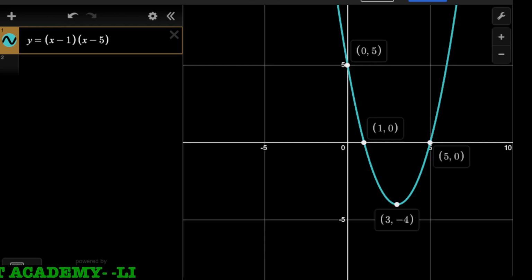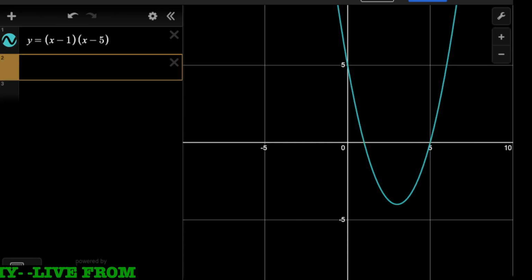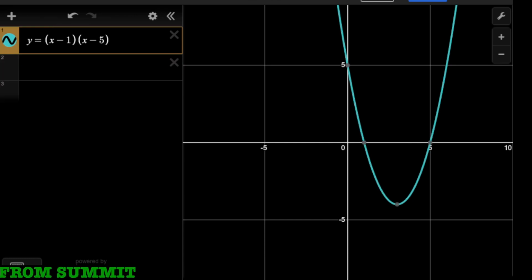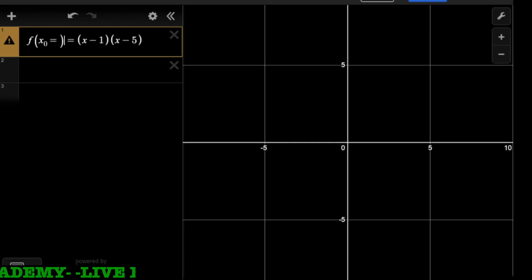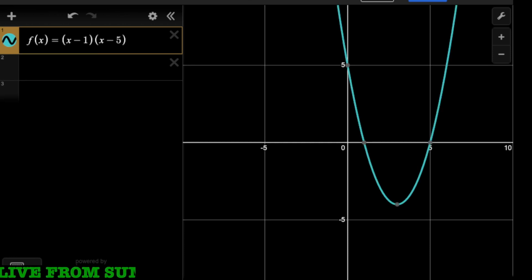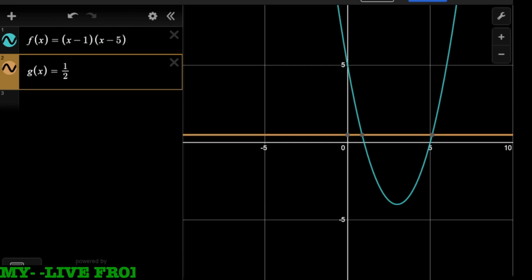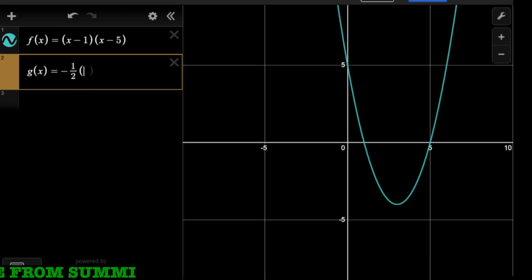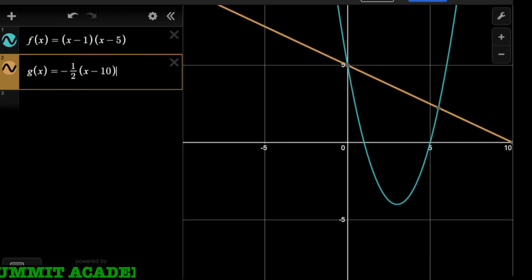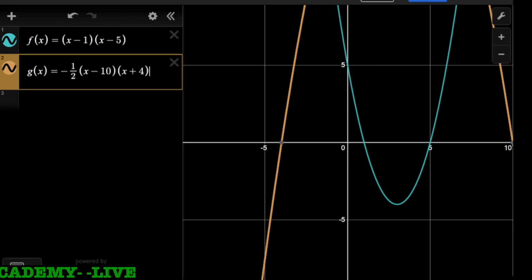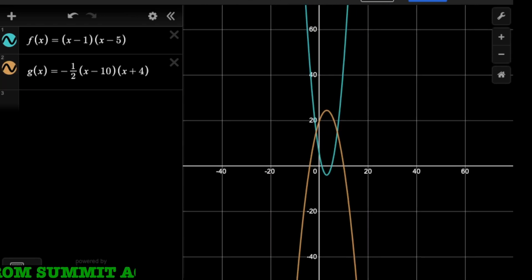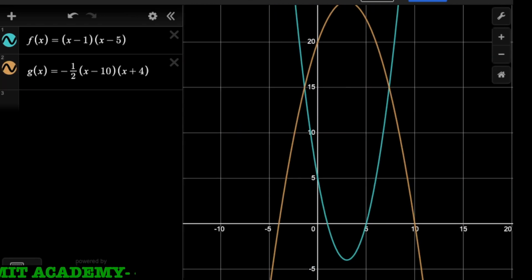And so I'm going to type out my other ones as well. Let's have a g of x. Let's actually label these carefully. So we have f of x. We have g of x equal to negative 1/2 times x minus 10 and x plus 4. Notice these are going to be different graphs for each of them. That's okay because we can solve it carefully.